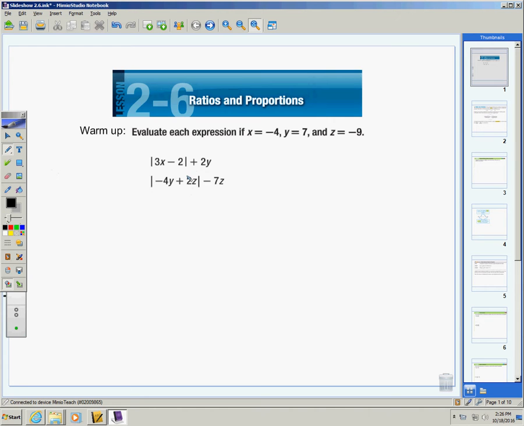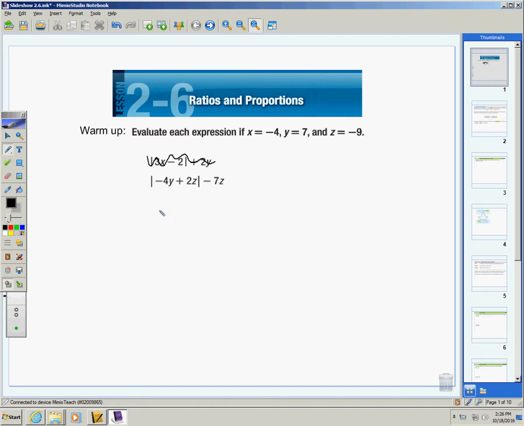This lesson we're going to be talking about ratios and proportions. And for a warm-up, this is just a quick review of evaluating expressions that have absolute value in them. Okay, we're going to skip the first one because that one's too easy, and let's go right to the second one. Go ahead and try it, and when you are done, you can resume this video.